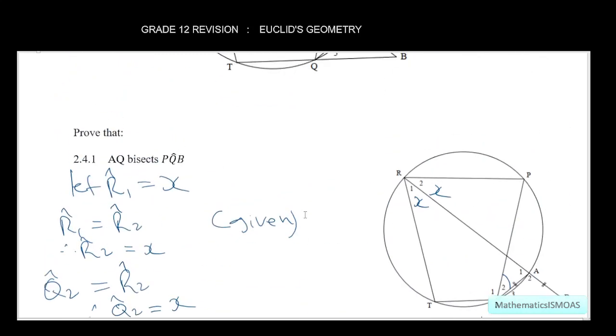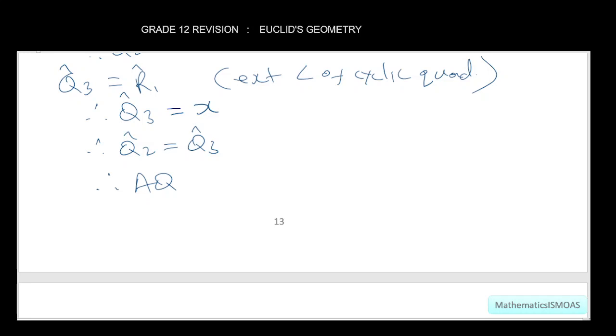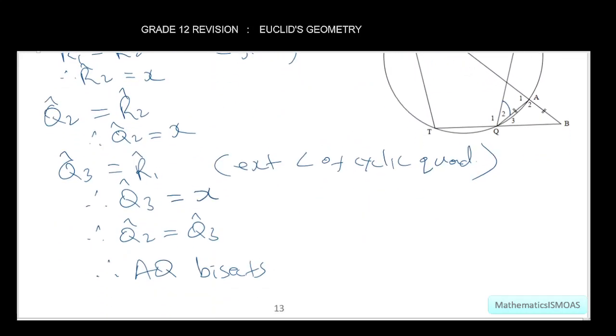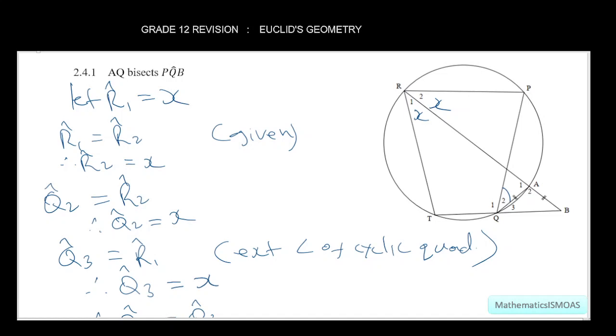Therefore, we can now say indeed AQ bisects angle PQB. So Q2 is X, Q3 is also X.